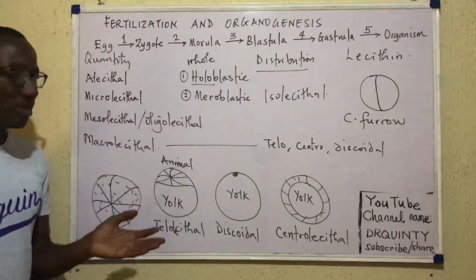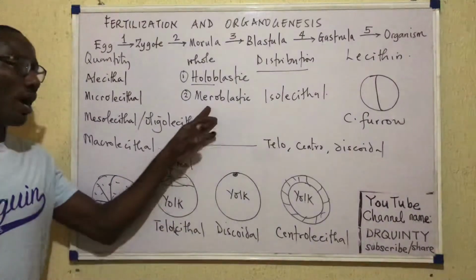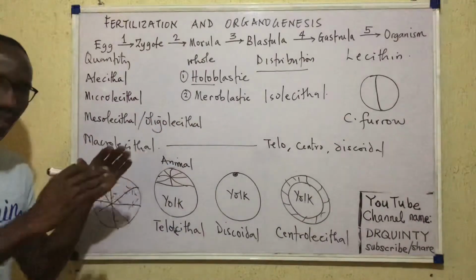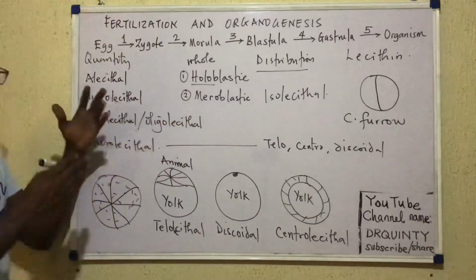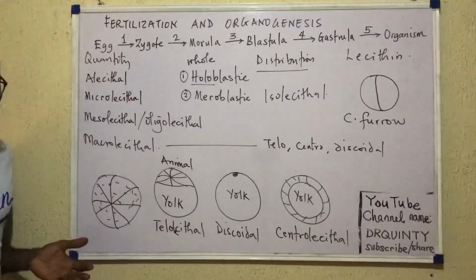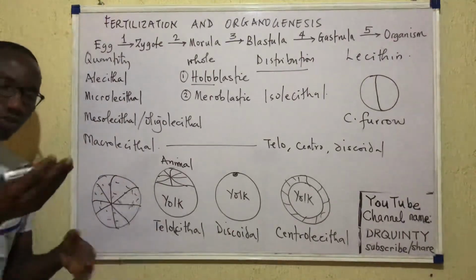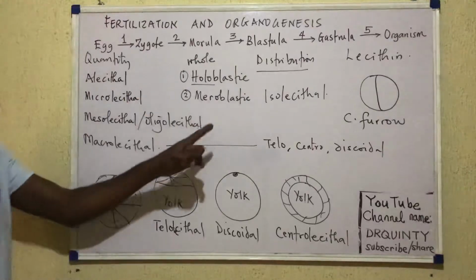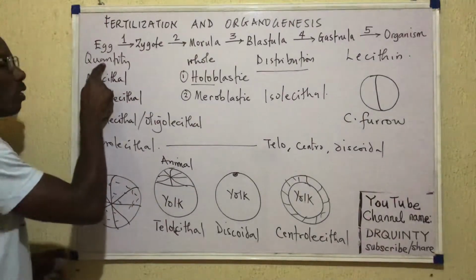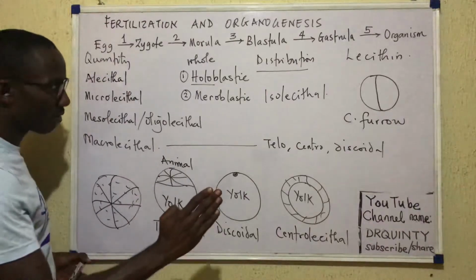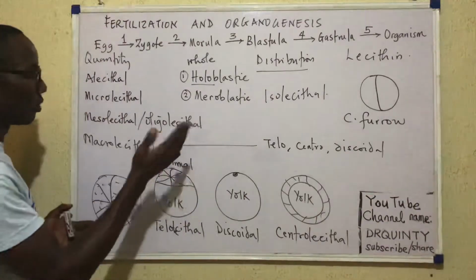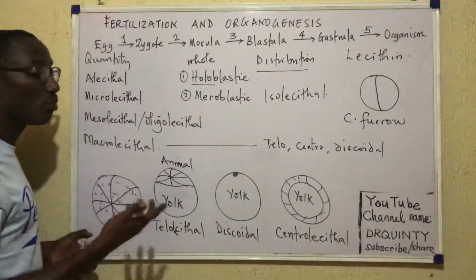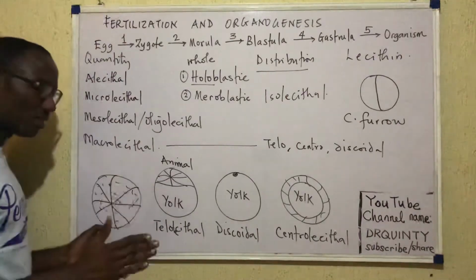Holo, complete. Mero, partial. Why is mero partial? Because there's plenty yolk and the cleavage furrow cannot cut through yolk. And why is holo complete? Because there's little or no yolk and the cleavage furrow is free to go around the entire egg cell. So, a summary of this: in terms of quantity of yolk, there are different types of eggs. Alecytal eggs, no yolk. Microlecytal, small yolk, very scanty. Mesolecytal, some yolk. Macrolecytal, plenty yolk.